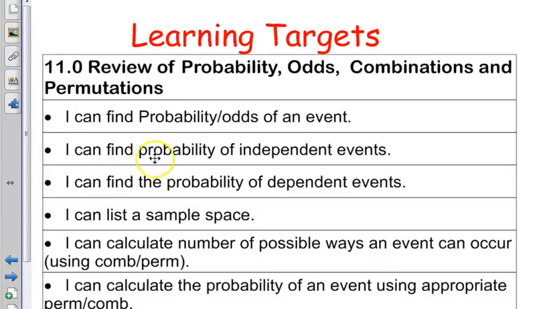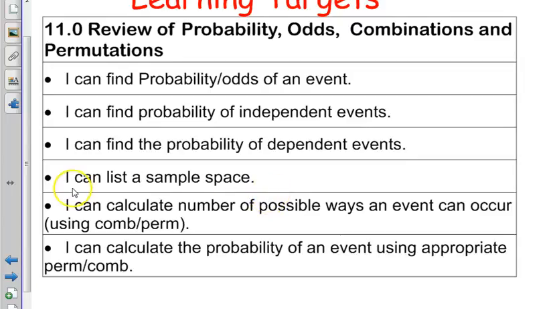The learning targets include finding probability, finding odds, finding probability of both independent and dependent events. In other words, like with replacement and without replacement, that kind of thing. It says I can list a sample space, which would be like, if I said I'm going to roll a die, the sample space would be the numbers 1, 2, 3, 4, 5, 6. Okay? It's not real complicated. But I don't think I put the sample space question on the quiz anyway.